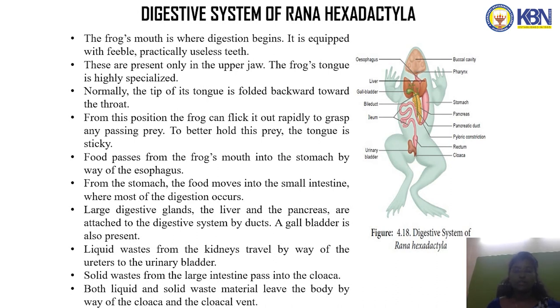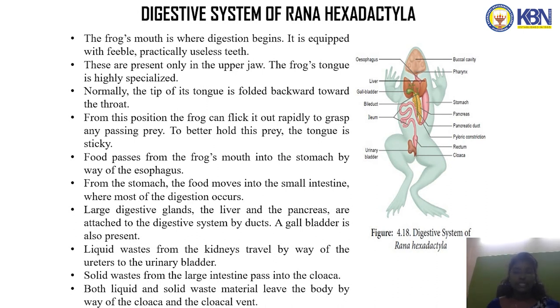Next, food passes from the frog's mouth into the stomach by way of the esophagus. From the stomach, the food moves into the small intestine, where most of the digestion occurs. The large digestive glands, the liver and the pancreas, are attached to the digestive system by ducts. A gallbladder is also present.